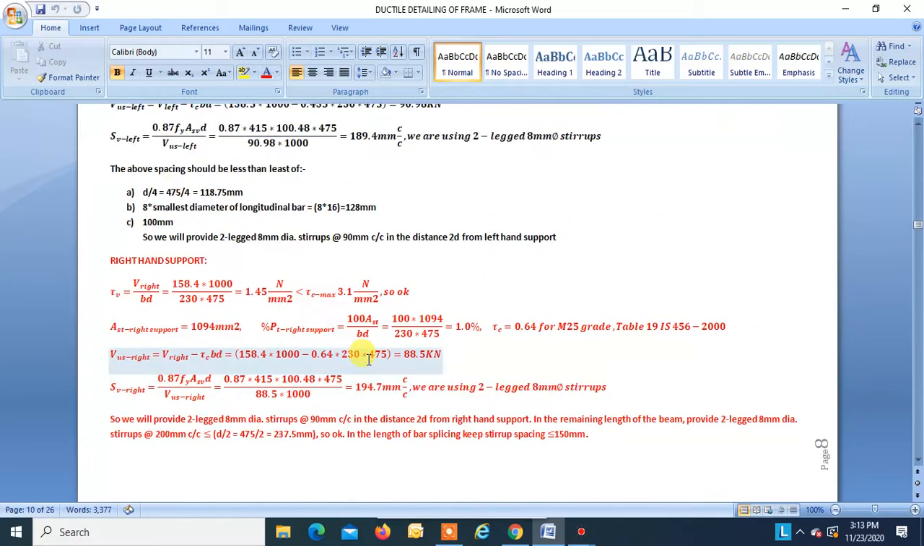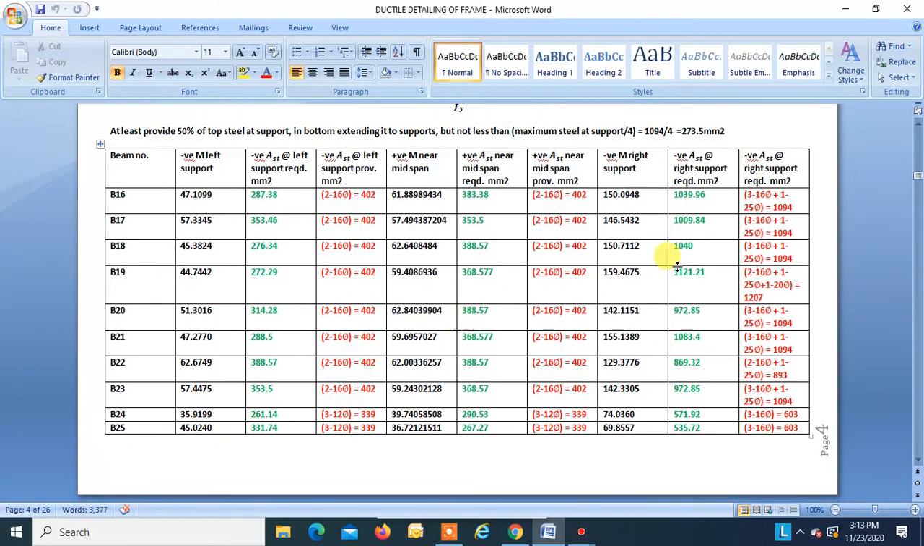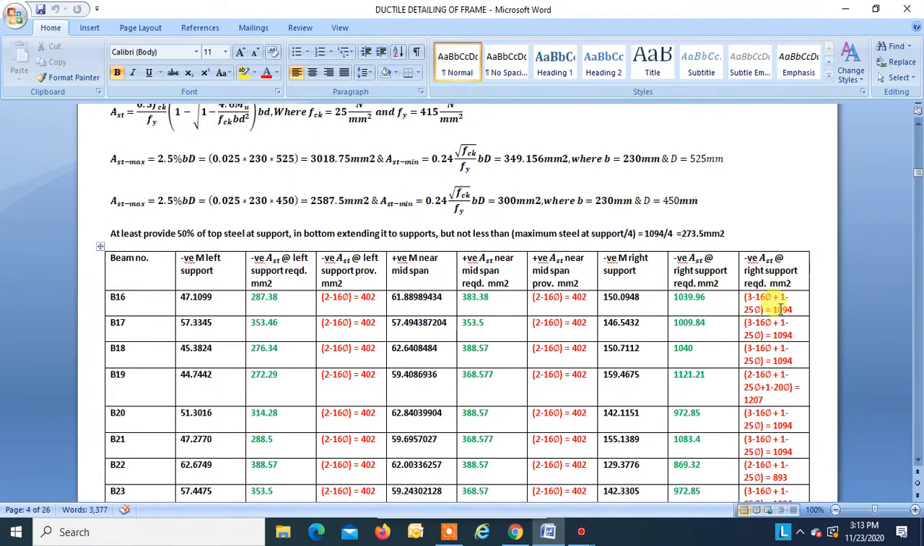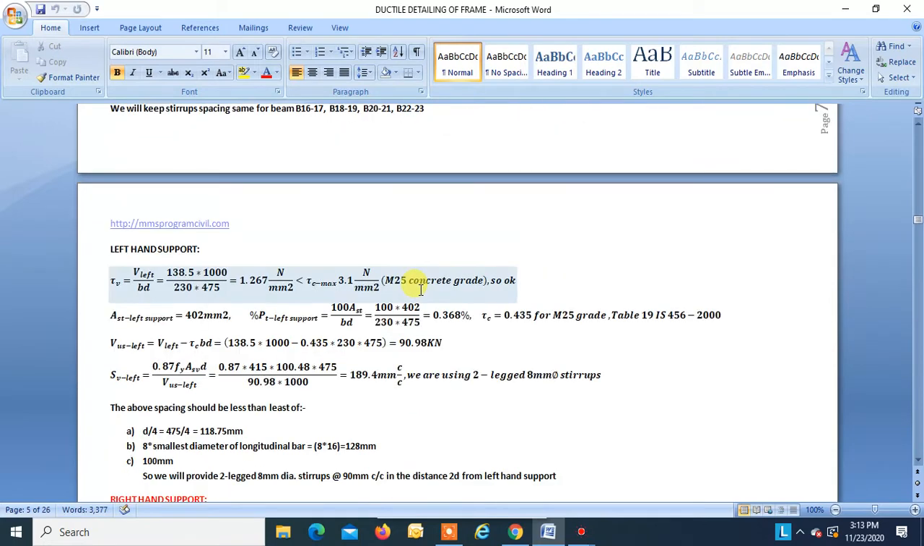Now coming to the right-hand support. At the right-hand support, we are providing three 16 mm dia bars and one 25 mm dia bar. Total area is 1094, which is greater than minimum and less than maximum. So this is the steel we are providing at the right-hand support. On supports the moments are hogging, so the main steel is at the top, and at midspan the moment is sagging, so the tensile steel is provided at the bottom. So let us see the detail.